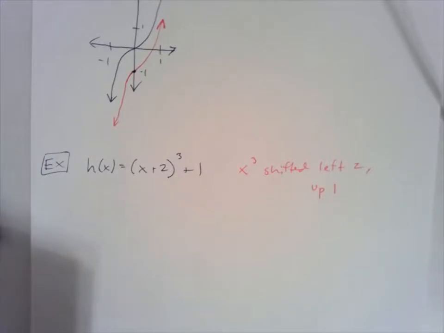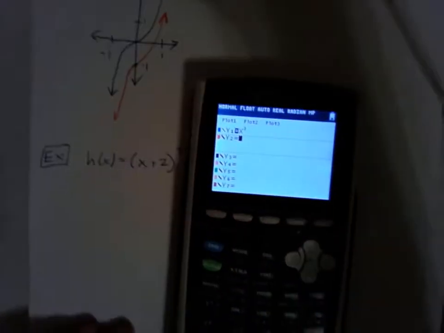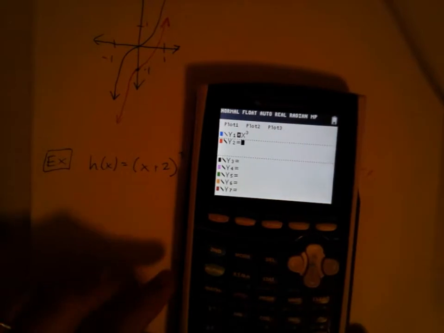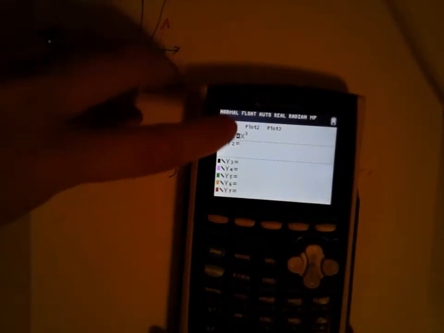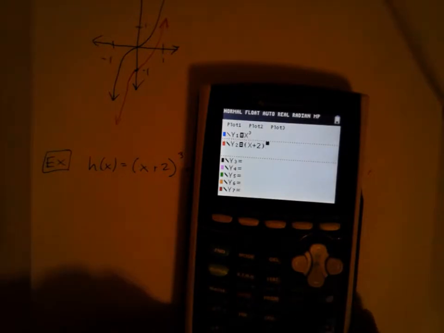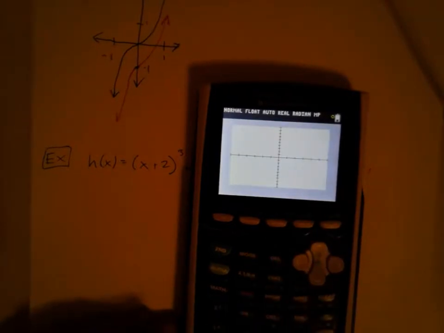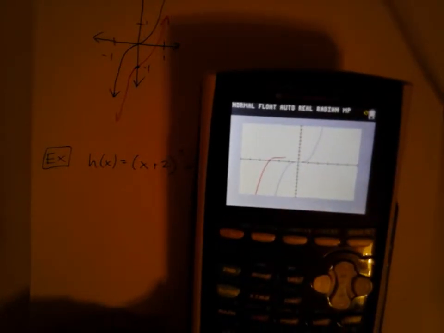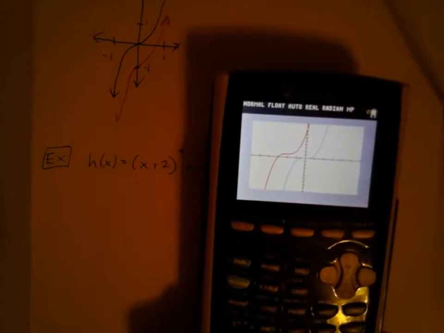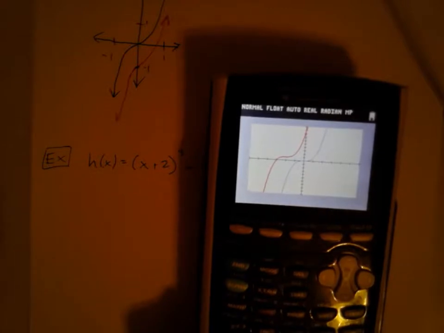We're still going to have the parent function of x cubed, but now we're going to put in our functions. We're going to say (x plus 2) cubed plus 1. And now when we graph both of these, let's see if we were right. There's our blue, our original parent function. And here's our red function, and we can see our function, our h of x, did in fact move to the left 3, and it moved up just 1.